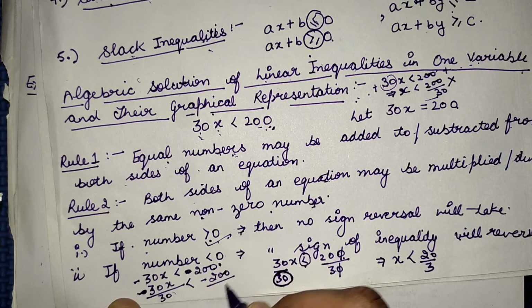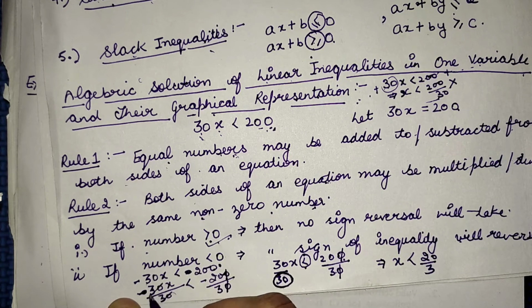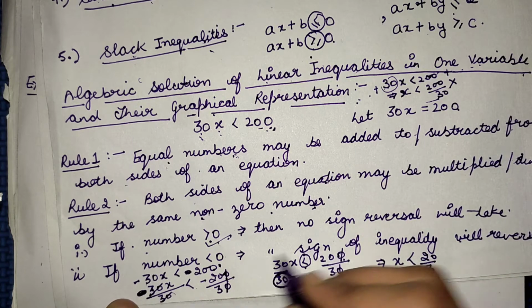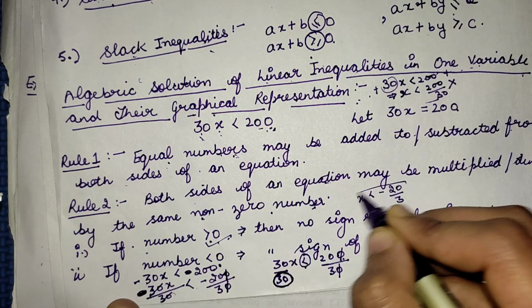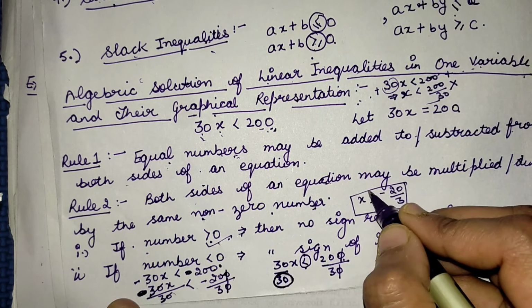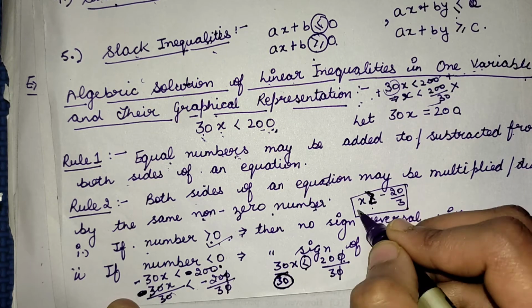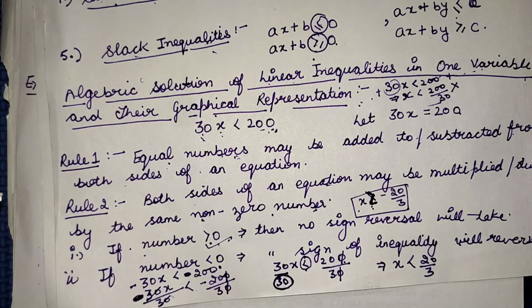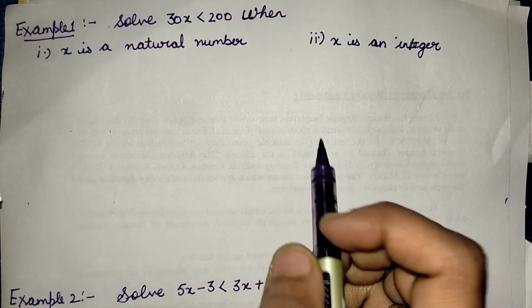So what will I get? The 0 and 0 will cancel out, this and this will get cancelled out, and minus will become plus. So I will get x is less than 20 by 3. Not this, minus: this time sign reversal will happen and x will now be greater than minus 20 by 3. Okay, let us solve some examples now.